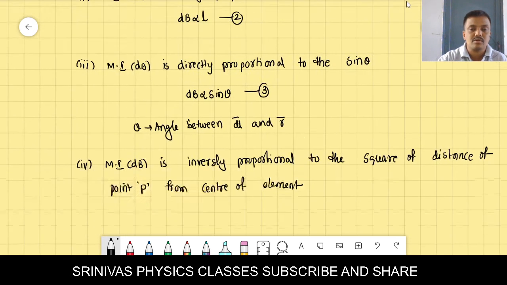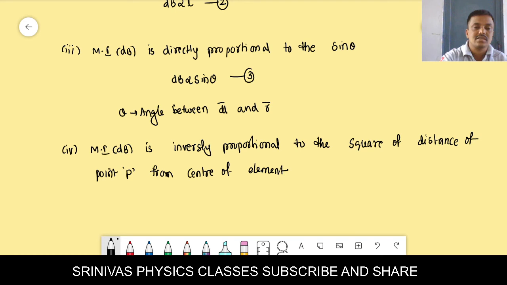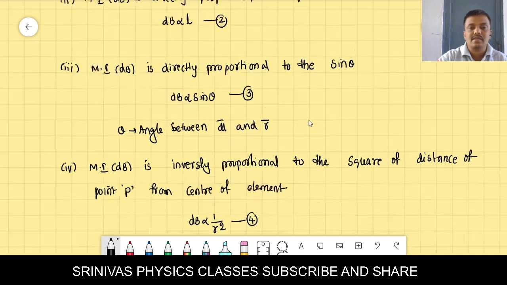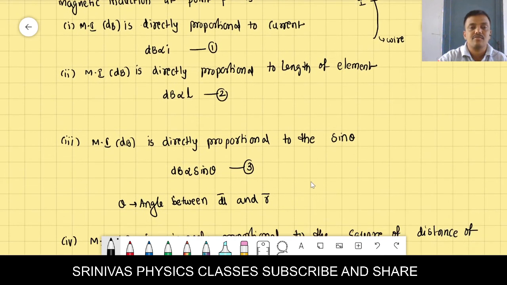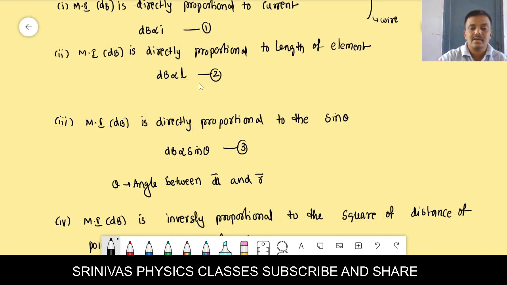That is inversely proportional to the square of the distance of point P from the center of the element. That means we write the magnetic induction is inversely proportional to the square of the distance. This is equation 4. Now we can combine all these. The magnetic induction due to a small element depends upon a few factors: the current, and the second factor is the length of the element. Okay, we take the length of the element like this. The length of the element is not L, it is dl. We have to write dl here.